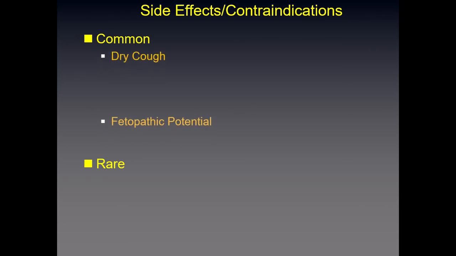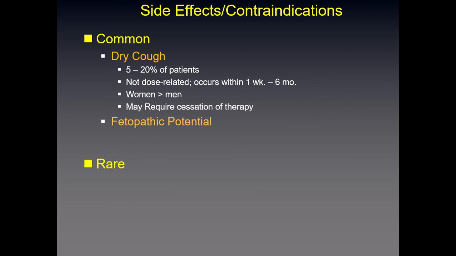Side effects and the contraindications. There are some common side effects of the angiotensin converting enzyme inhibitors, and there are some rare side effects. First of all, let's discuss the common side effects. They are the dry cough and the fetal potentials, that is also called the teratogenicity. 5 to 10% of the patients suffer from the dry cough. Not dose related, it occurs within 1 week to 6 months.